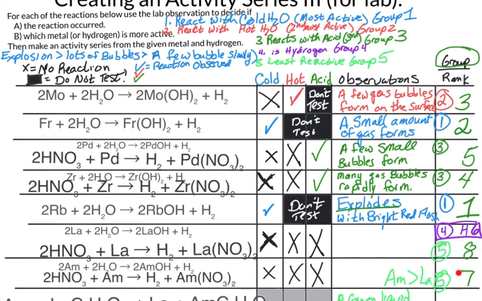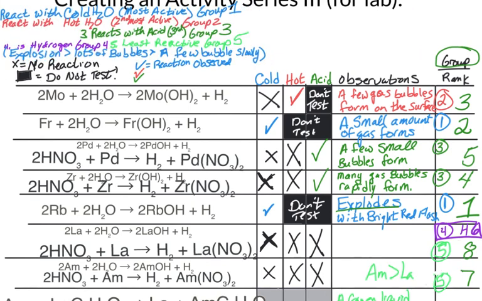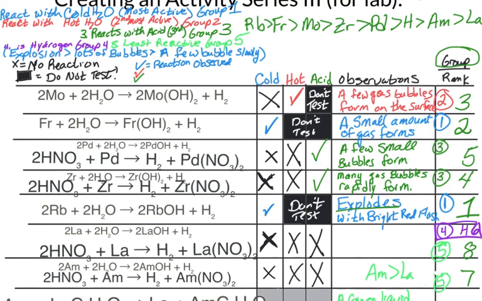That means our complete activity series has rubidium as number 1, francium as number 2, molybdenum as number 3, zirconium as number 4, palladium as number 5, hydrogen as number 6, americium as number 7, and lanthanum as number 8. I hope that gives you a good idea of how to do an activity series from laboratory experimental results.